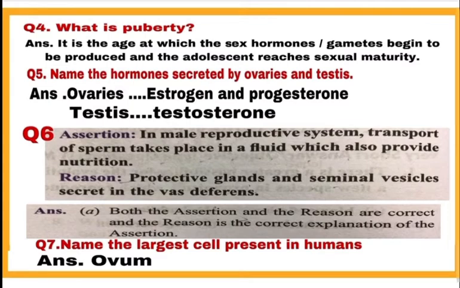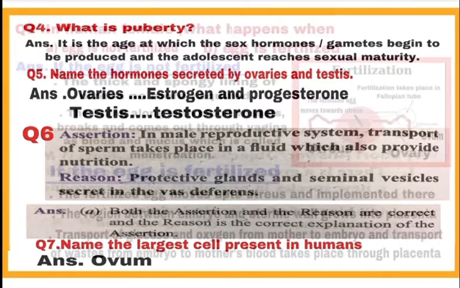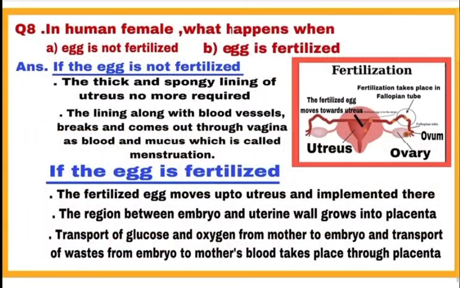Question number 7. Name the largest cell present in humans. It is ovum. Ovum is the largest cell present in humans. Clear? Question 8. In a human female, what happens when the egg is not fertilized?